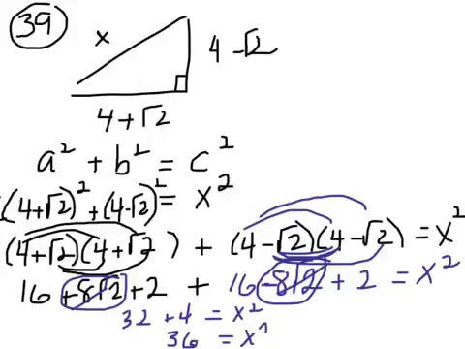So if I square root both sides, normally I would put a plus or minus, but because we're talking about a length here, we know we're not going to have a minus length. So we're just going to look at the positive square root of 36, and that is 6.